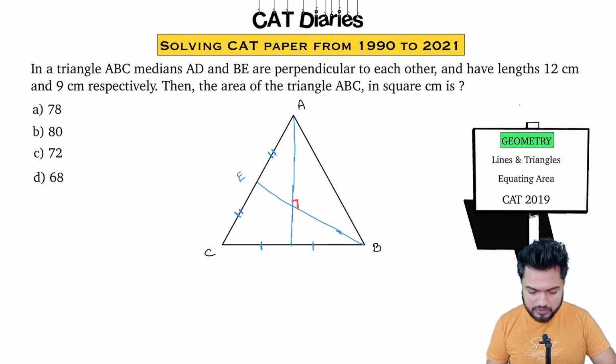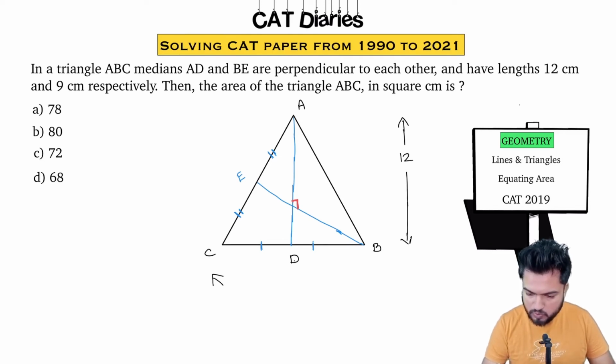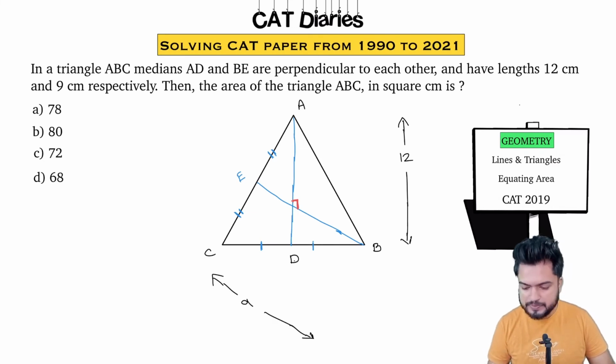So what is given to me now? Let's understand that. AD and BE have lengths of 12 and 9 centimeters respectively. So this is your AD and AD has a length of 12. I know one more thing here. If AD has a length of 12, this AD is equal to 12, and this BE is equal to 9. That is quite understandable till this extent.